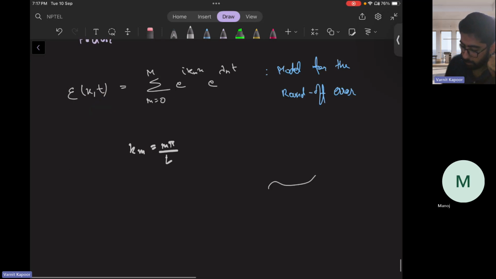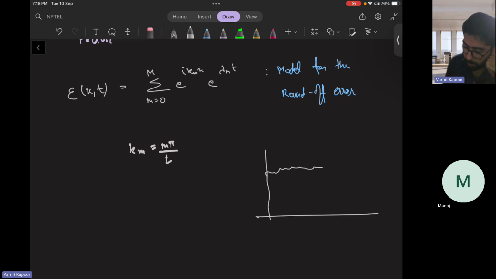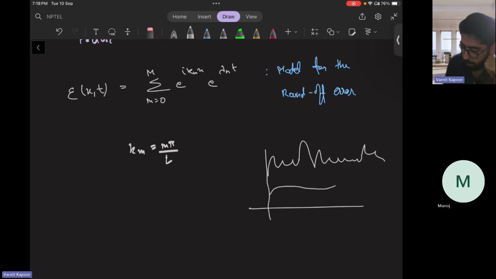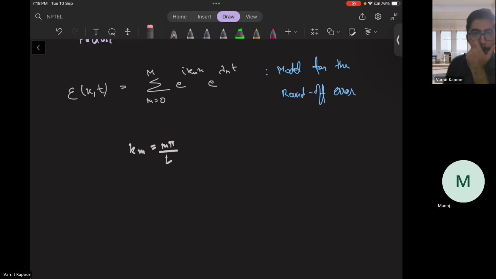The error is composed of a lot of waves. If a system looks like this, we can combine all of them with a single peak. We are combining all of them in the form of sines and cosines. Any doubts? It is in terms of e to the power i k_m x and e to the power lambda t, where m goes from 0 to some capital M, or infinity also we can take. We have introduced a model here for the round-off error that we get in a computation.